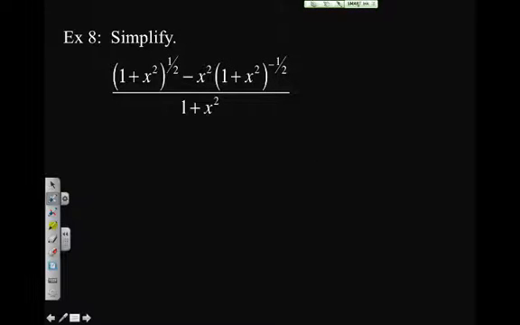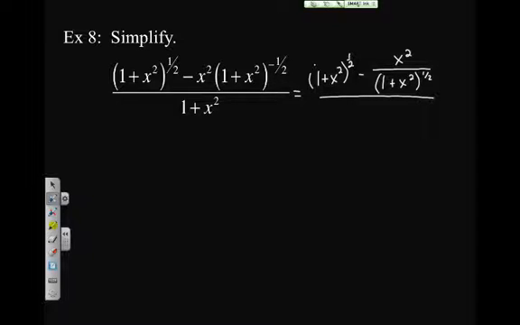Okay, again, this one's a little bit tricky because it doesn't look like a complex fraction when we view it originally, but this is really 1 plus x squared to the 1/2 power minus x squared to the negative power. And remember what this negative does? It actually means the reciprocal, so we get this. And that's a little bit tricky.